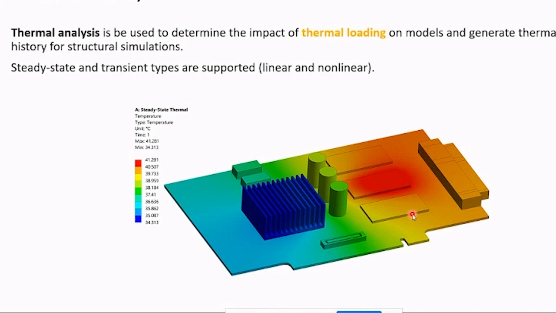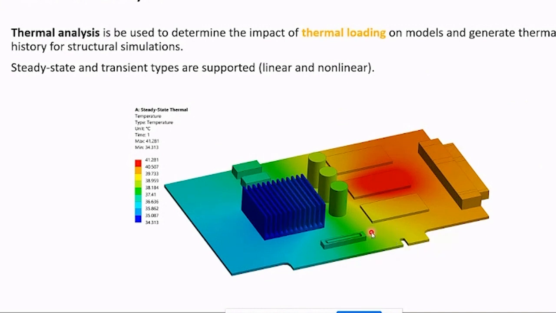So the chip will generate heat, right? So the heat energy will be in terms of watts, maybe 0.05 watt, something like that. With this wattage, you'll be able to find out what the temperature rise in the PCB is. So this is thermal analysis.